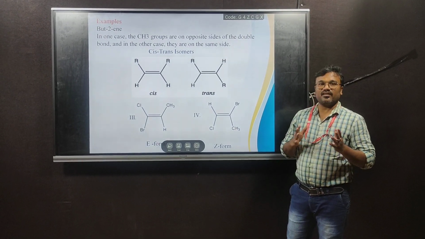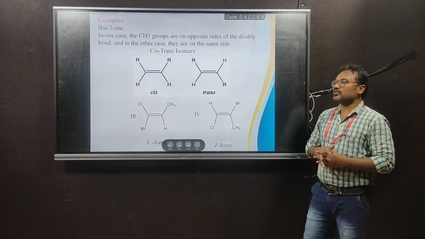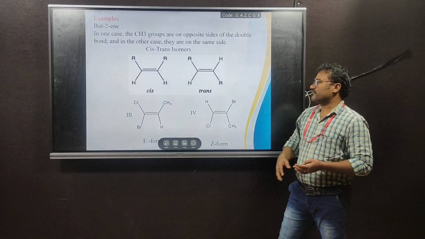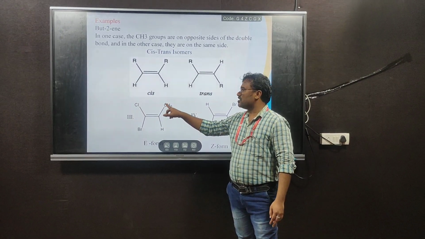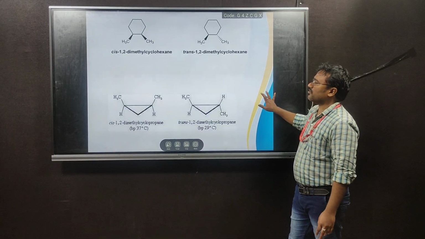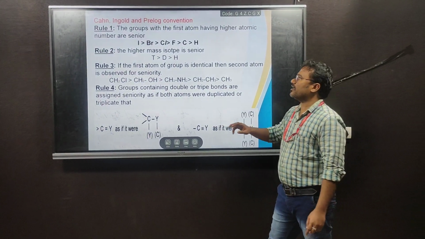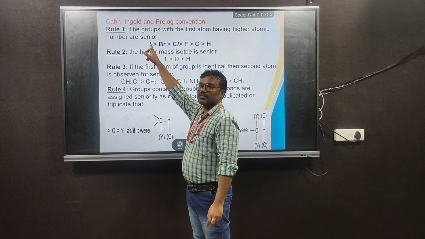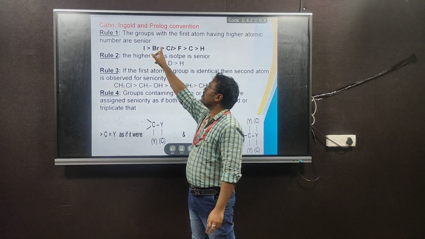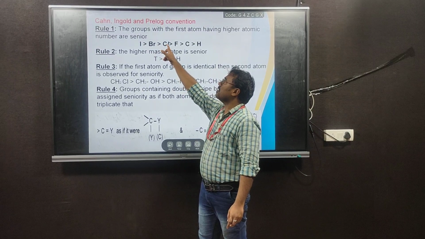Then there is another system, that is E form and Z form. So E form and Z form. According to the Cahn-Ingold-Prelog rules, we can give the priority to the groups on the C double bond C. So there are some rules, the Cahn-Ingold-Prelog rules, so we will see the rules first of all. So this is rule 1. If a group or atom has a higher atomic number, then it has higher priority compared to one with a lower atomic number. You see iodine, bromine, chlorine, fluorine. The atomic number of iodine is more than bromine, which is more than chlorine, and so on.